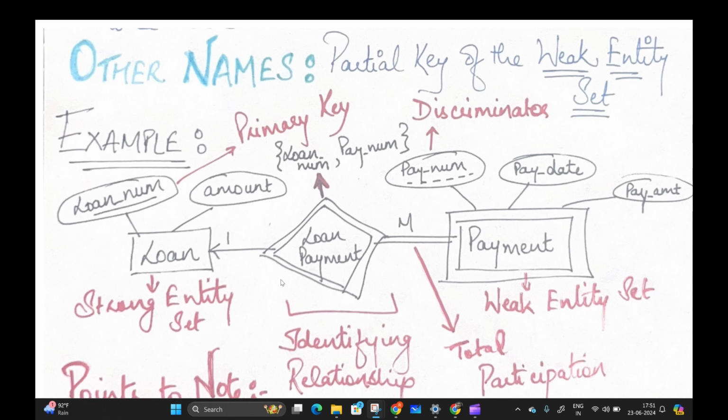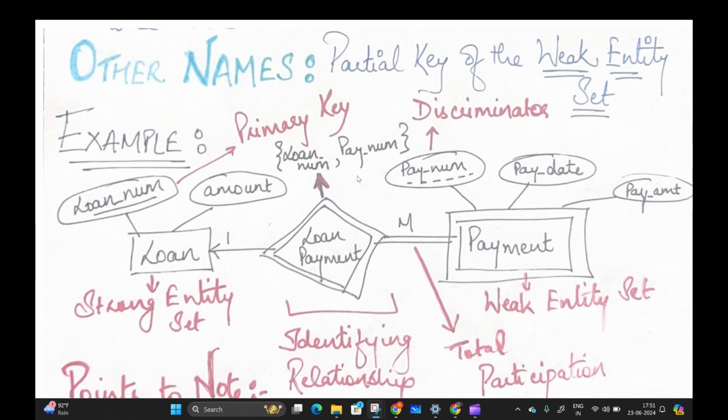This loan payment relationship is going to have two attributes. First, the primary key of the strong entity set. Second, the discriminator of the weak entity set. This is a very important thing, and it has come as a GATE question in previous year questions. When you connect a strong entity set and a weak entity set, what does the relationship comprise of? So the relationship comprises of the primary key of the strong entity set and the partial key or the discriminator of the weak entity set. Okay, very important point to remember.